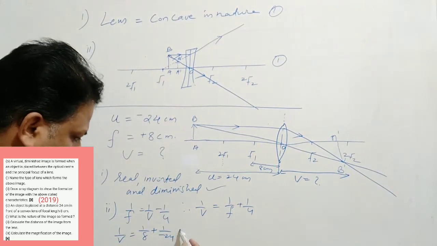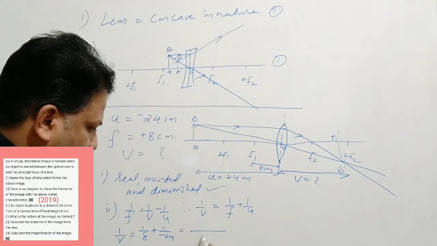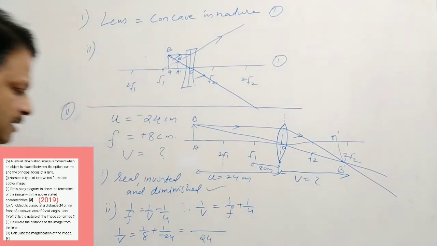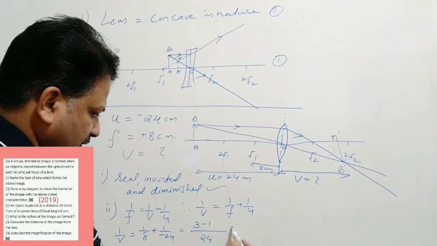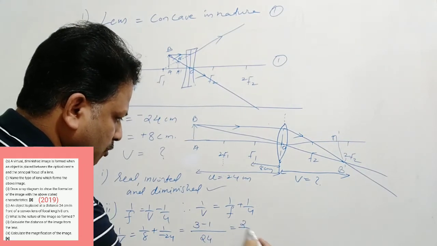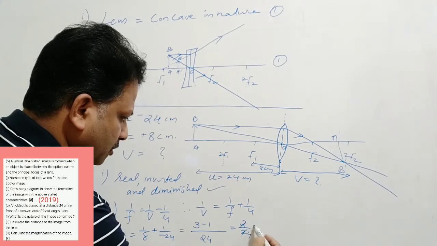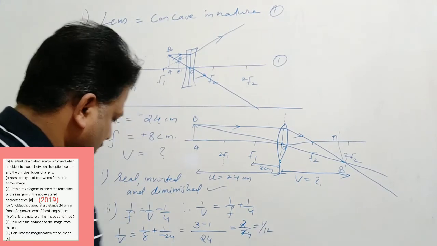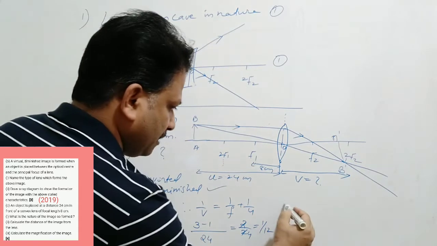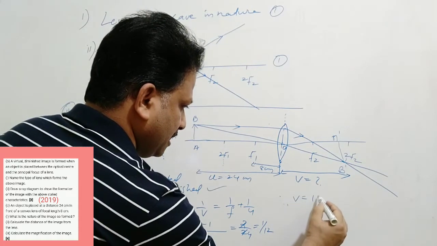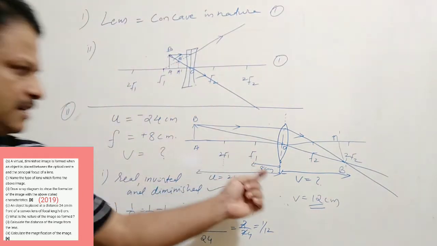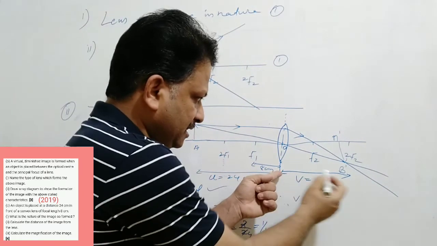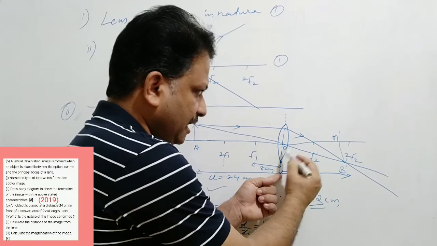Clear? So taking the LCM, 24. 3 8s are 24, minus 1. So that's equal to 3 minus 1, 2 by 24, which comes out to be 1 by 12. So 1 by v is equal to 1 by 12. Therefore v is equal to 12 centimeter. So what's the value of v? v is equal to 12 centimeter. So the image is lying at a distance of 12 centimeter from the lens.